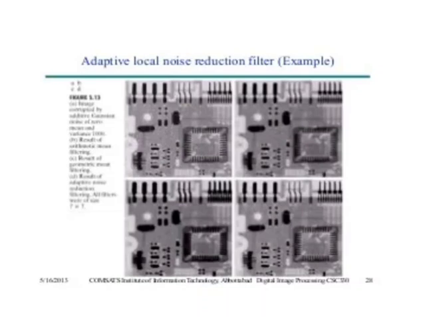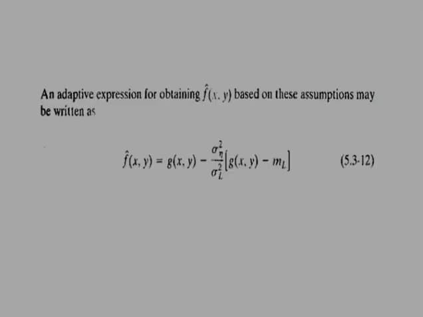The adaptive median filtering algorithm works in two stages, denoted stage A and stage B, as follows. Stage A: A1 is equal to Zmed minus Zmin, A2 is equal to Zmed minus Zmax. If A1 is greater than 0 and A2 is less than 0, go to stage B; else increase the window size. If the window size is less than or equal to Smax, repeat stage A; else output Zmed. Stage B: B1 is equal to Zxy minus Zmin, B2 is equal to Zxy minus Zmax. If B1 is greater than 0 and B2 is less than 0, output Zxy; else output Zmed.